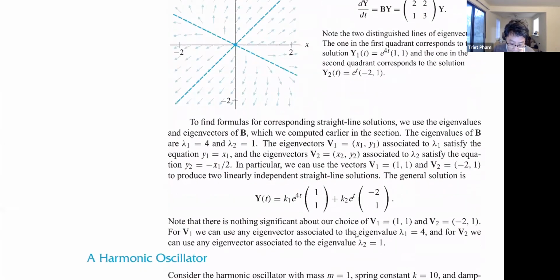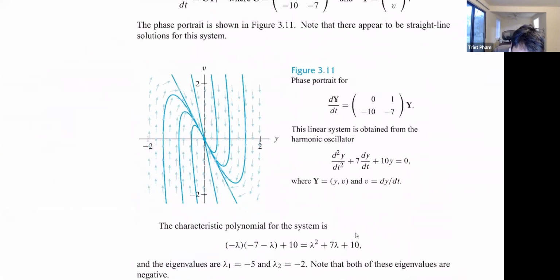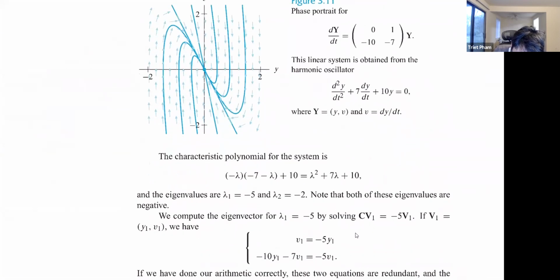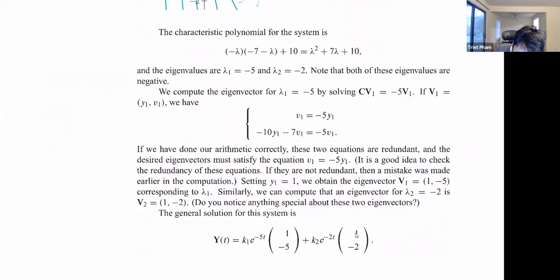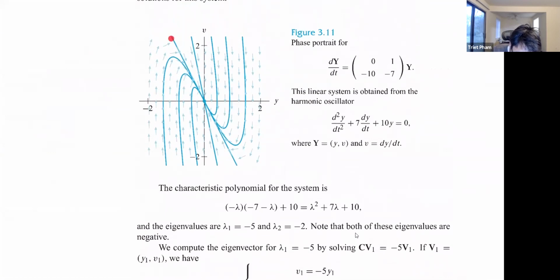Okay, let's look at another example. This one. So for this system, they claim that there are 2 eigenvectors. Where was it? Right here. 1 minus 5 and 1 minus 2. And so the 2 straight line solutions right here, 1 minus 5 and 1 minus 2. Okay, and what are the eigenvalues? Minus 5 and minus 2. So it goes in. Oh, I think I know. I'll talk about that a little bit.